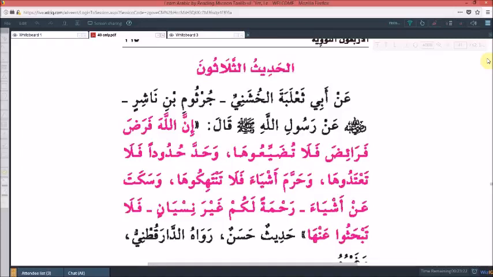وَحَرَّمَ أَشْيَاءَ. Harrama is a verb, right? Is it madi, mudari, or amr? Past. It's madi. Naam, it's past tense. Where's the fa'il? Hidden. Mustatir, right? Huwa is built into it. Now, does it have a maf'ulun bihi?